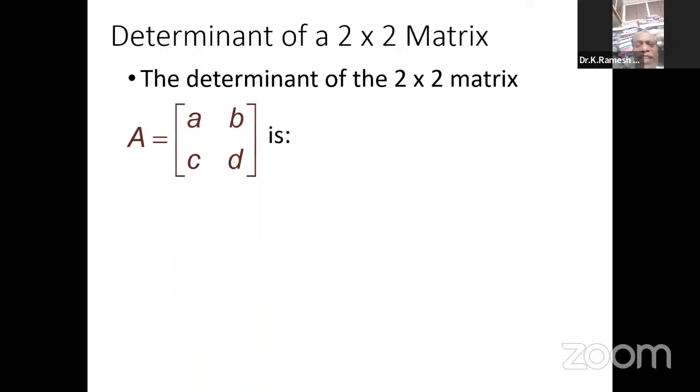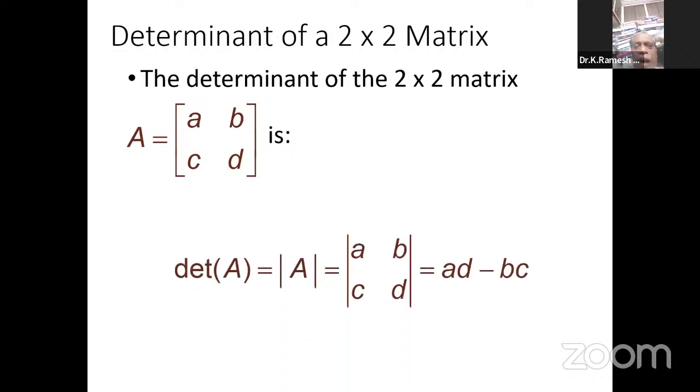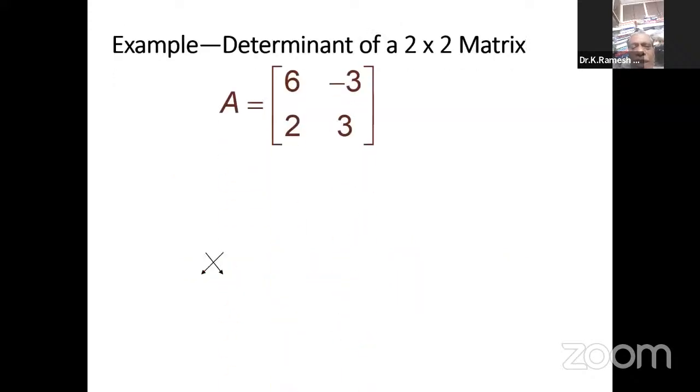Suppose a matrix is given as A B C D, where A, B, C, D are the elements, then determinant of A is equal to AD minus BC. AD is the main diagonal and BC is the accessory diagonal.